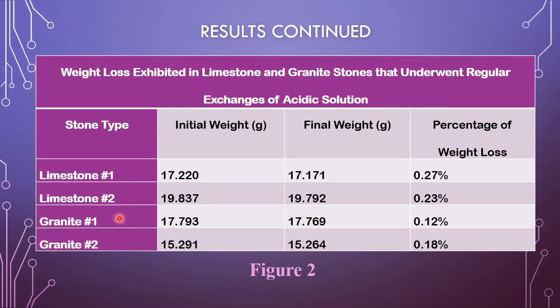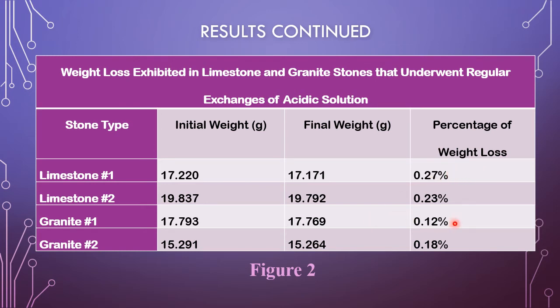Regarding the trend of limestones losing more weight than granite stones of similar initial weights, you can see this here, and that even though granite number 1 in the third row was only about 0.6 more grams than limestone number 1 in the first row here, limestone number 1 lost approximately 0.15% more weight than granite number 1 in the third row.